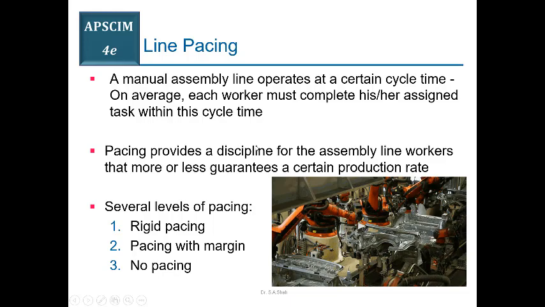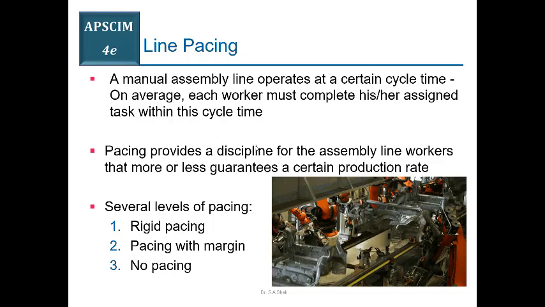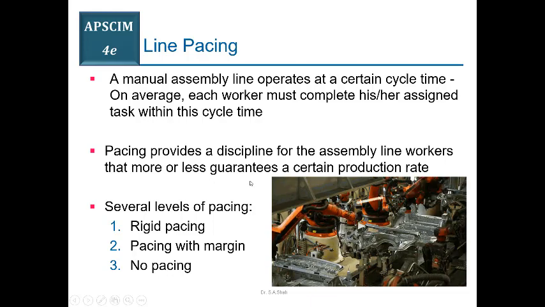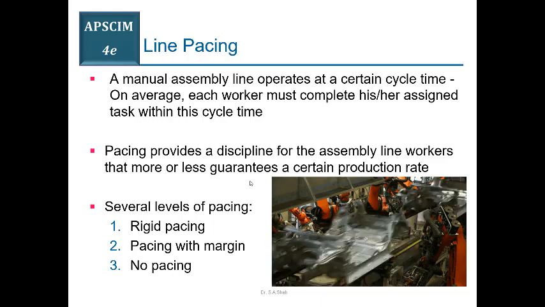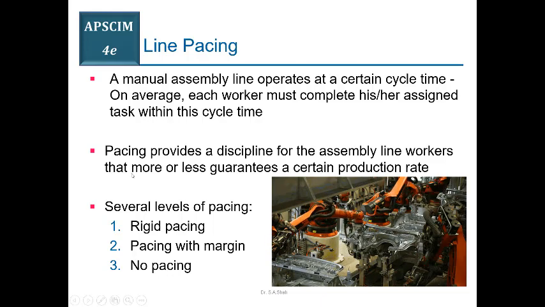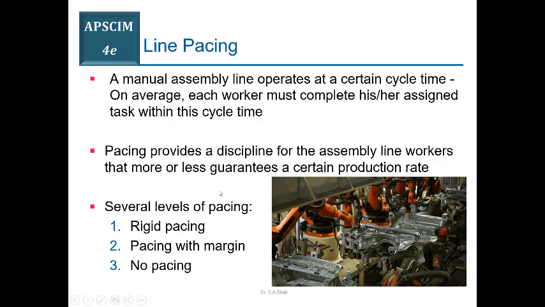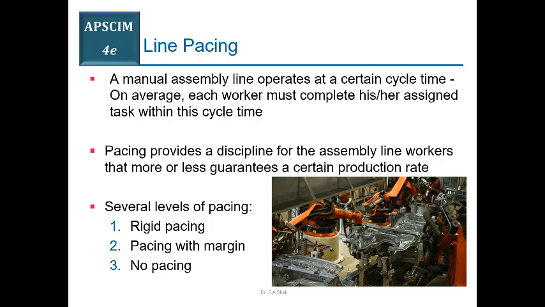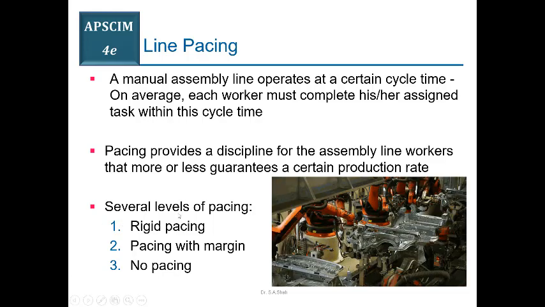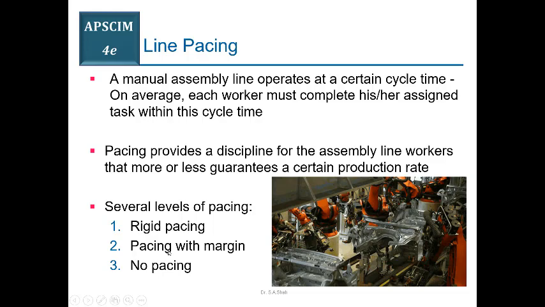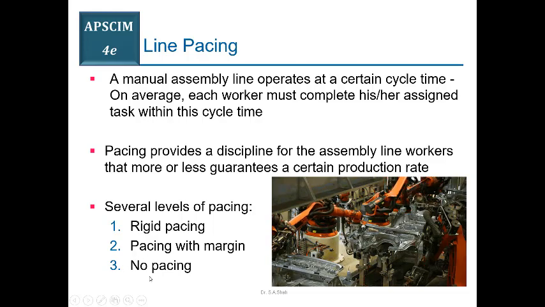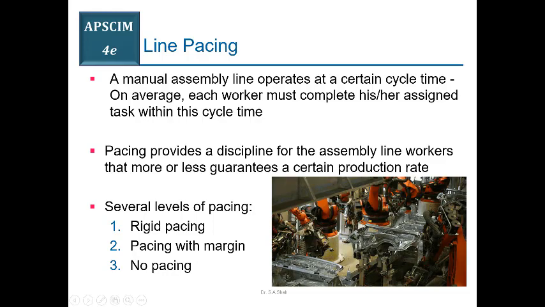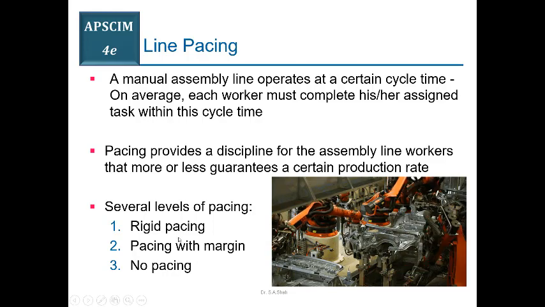So pacing provides a discipline for the assembly line workers that basically guarantees a certain production rate of the product. Pacing जो है वो different types की हो सकती है. Again, I will just give you a brief idea about pacing also. कि pacing की जब आप बात करते हैं तो it can be rigid pacing, it can be pacing with margin, or you can have no pacing within the system. So ये animated figure जो आपको नज़र आ रही है, so it is an example of the rigid pacing.